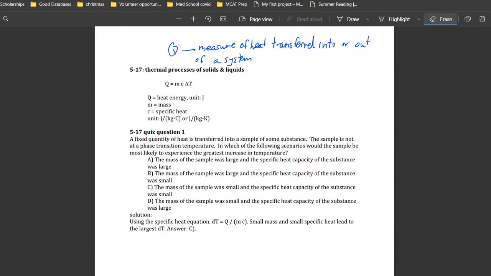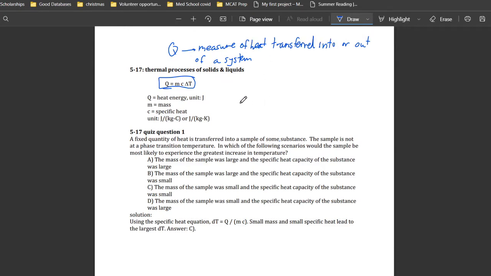Hello everyone, today we are going to be talking about thermal processes of solids and liquids. So I just want to give a very brief introduction to what Q is in this equation. We are discussing the Q equals mcΔT equation here. And Q is a measure of heat transferred into or out of a system.